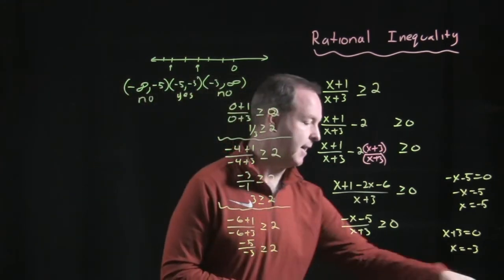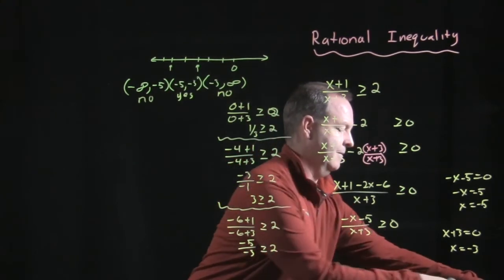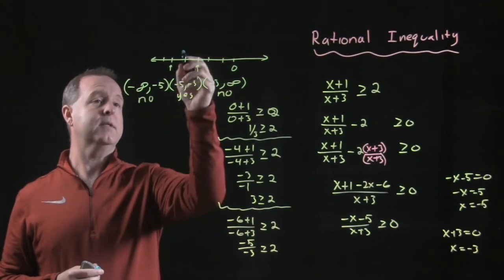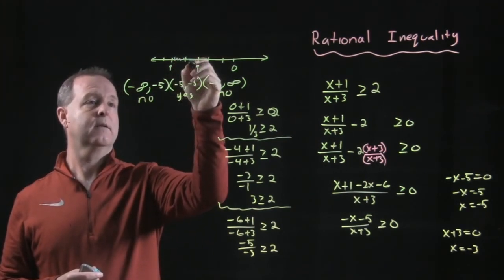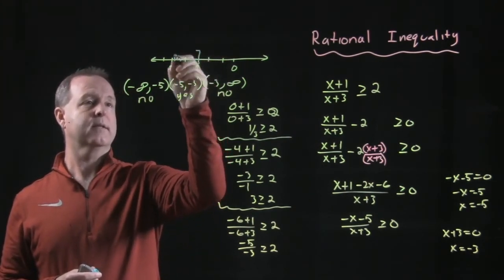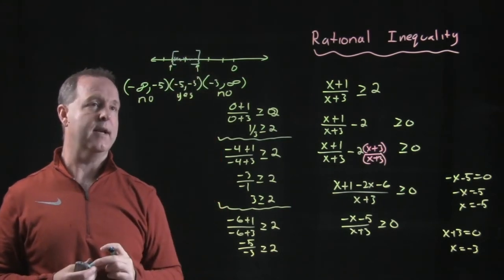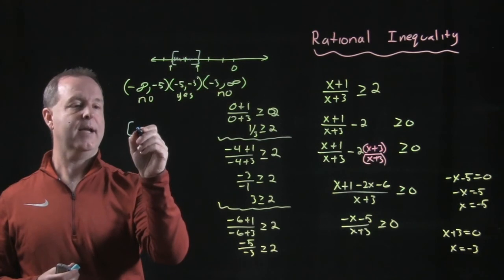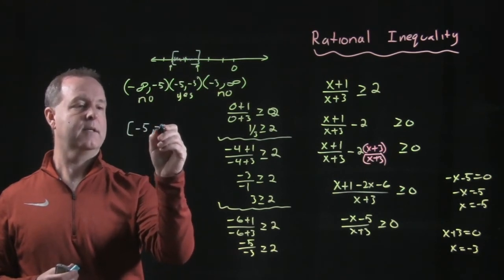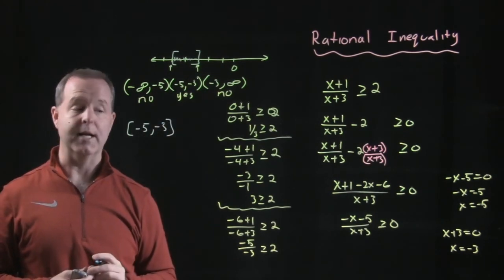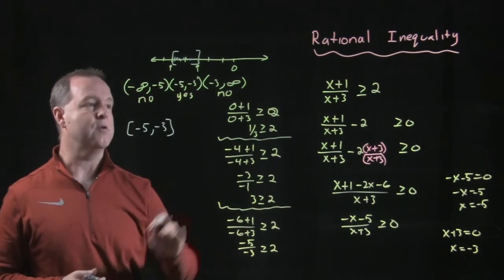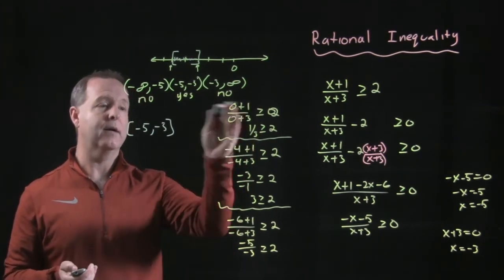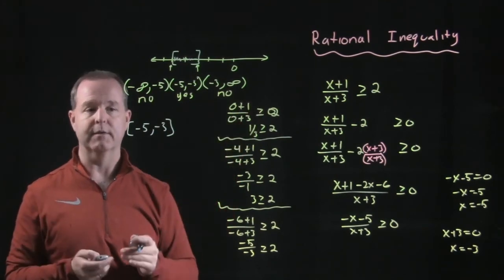So my solution set then includes, well, it looks like it only includes this middle section right here, and the boundary points are also included in that. So my solution then is simply the hard bracket of negative 5 to negative 3 in interval notation. Those values make our original rational inequality true, or that's where these values make it positive, is one way to say it too.